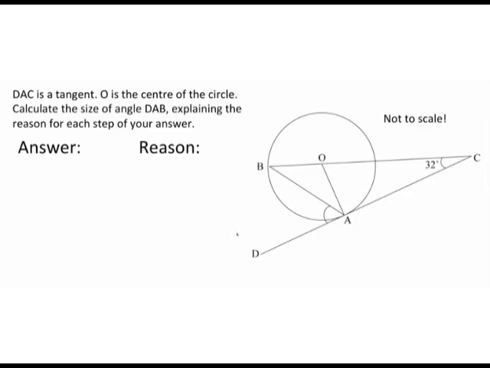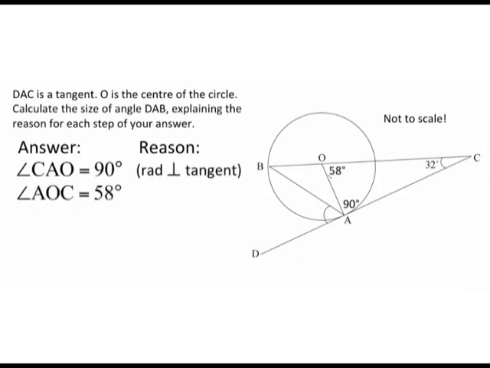Now in an exam, you need to write your answer and give reasons for it. Otherwise, you'll only score half the marks, even if the answers are correct. So the first angle we can see is CAO, and that is 90 degrees, because it is between a radius and a tangent. So CAO is equal to 90 degrees. Reason being, radius is perpendicular to tangent. Next, we know that interior angles of a triangle add up to 180 degrees. So we have that AOC is equal to 58 degrees because the sum of interior angles of a triangle add up to 180 degrees.